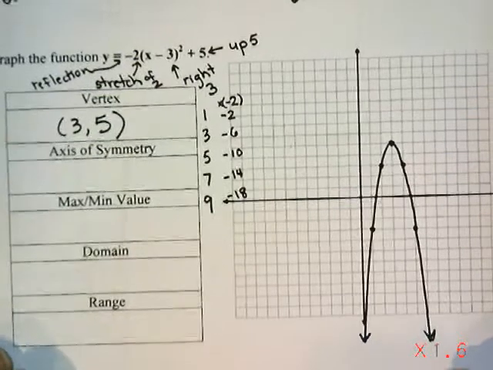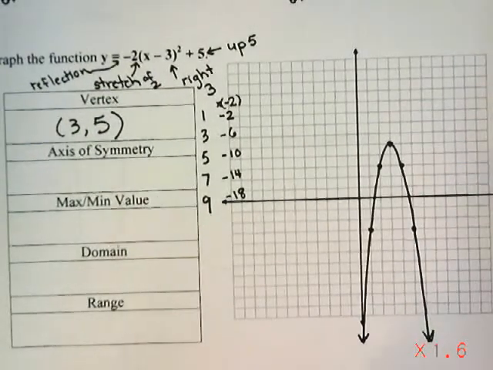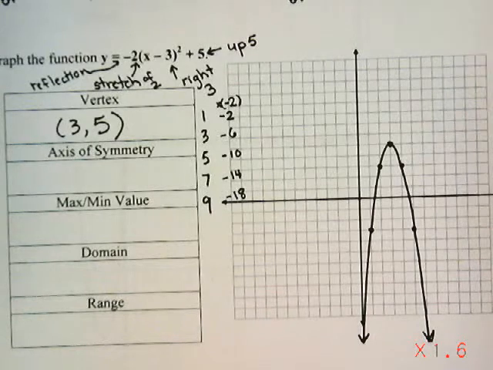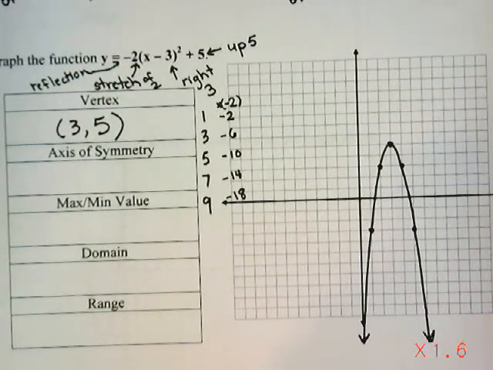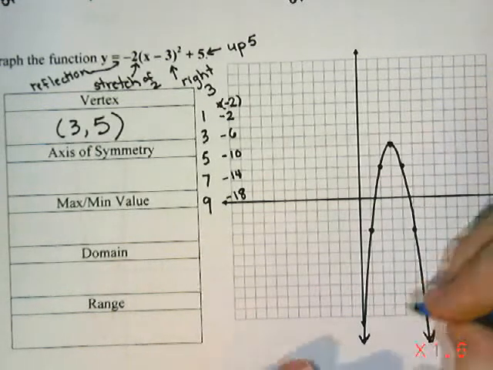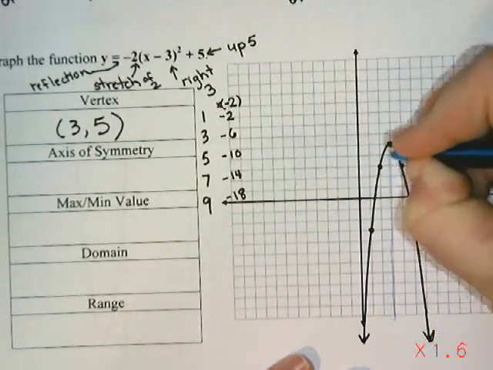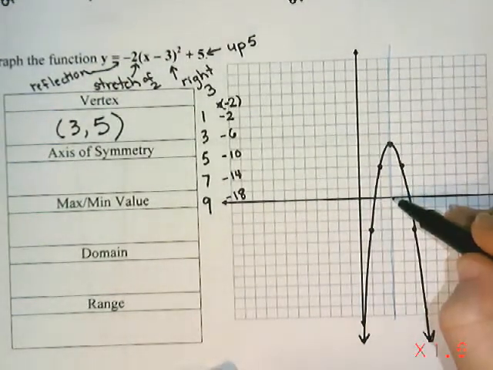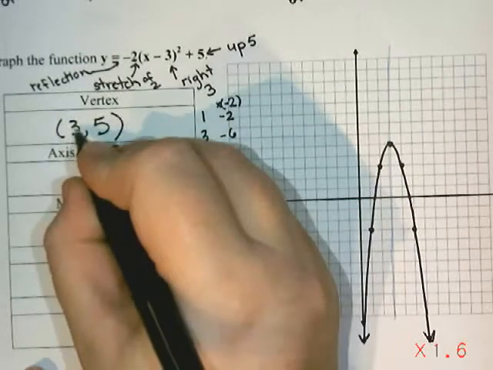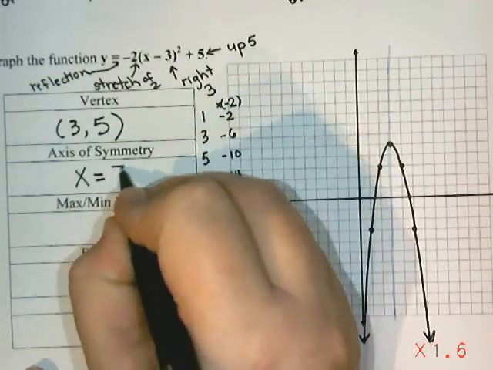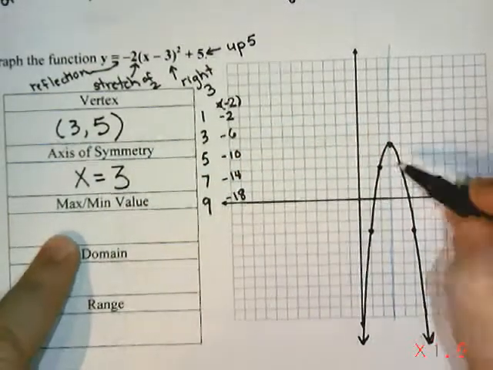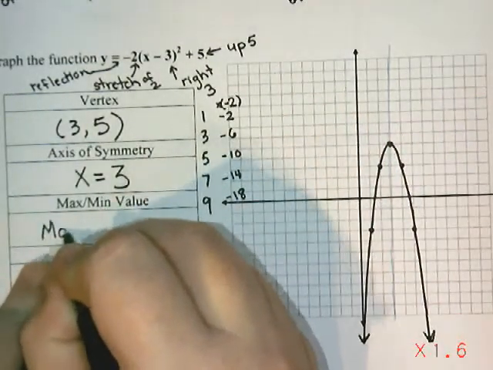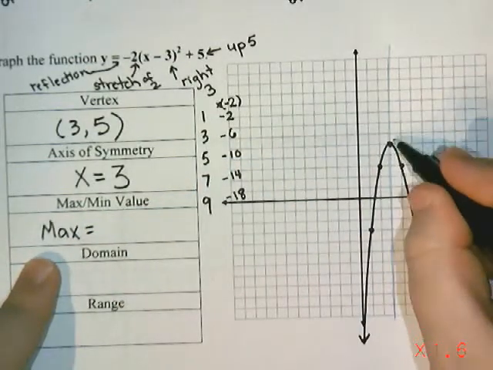Okay, so some things we want to label on our graph. The first one is our vertex, which we've already done. We said that was at 3 and 5. The next one is the axis of symmetry that we've talked about already. The axis of symmetry is that line that cuts the parabola into two mirror images, which would be that little line right there. So that would be at x equals 3. It always matches the x part of your vertex. All right, maximum value, this has a maximum. And the maximum happens to be 5.